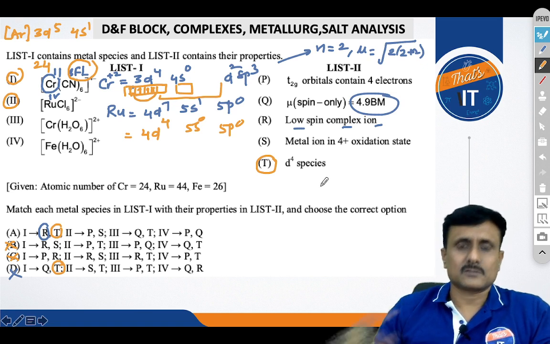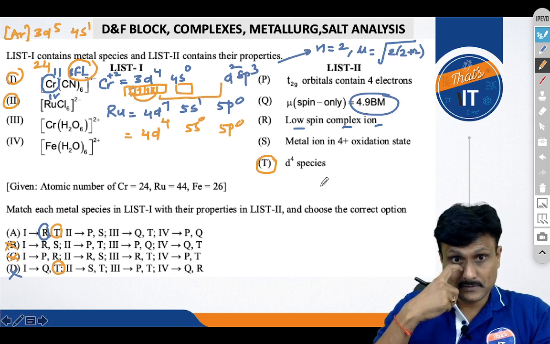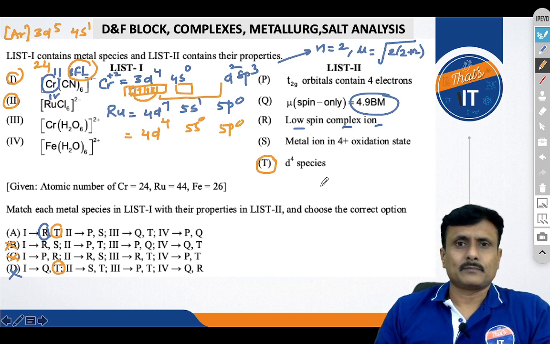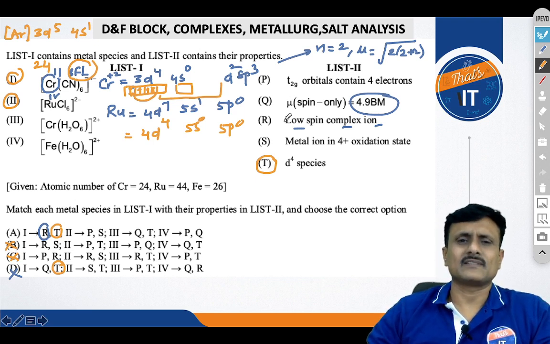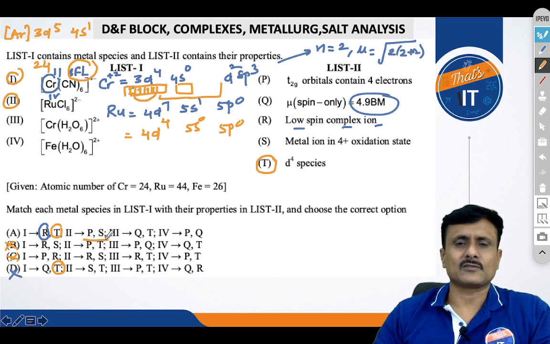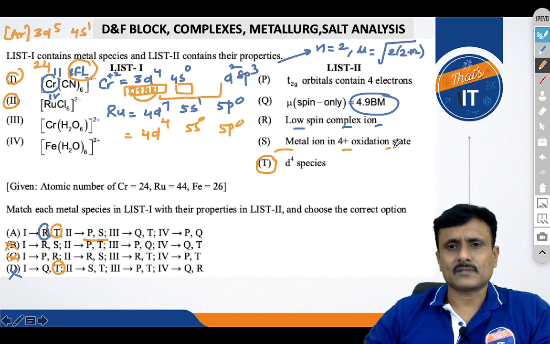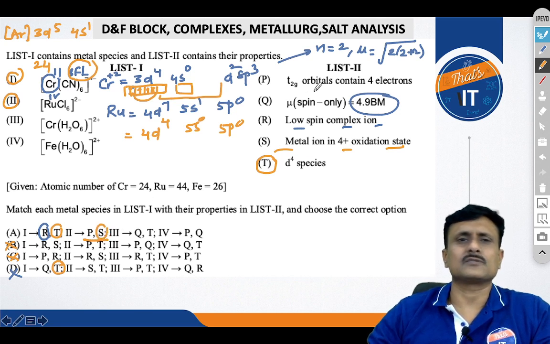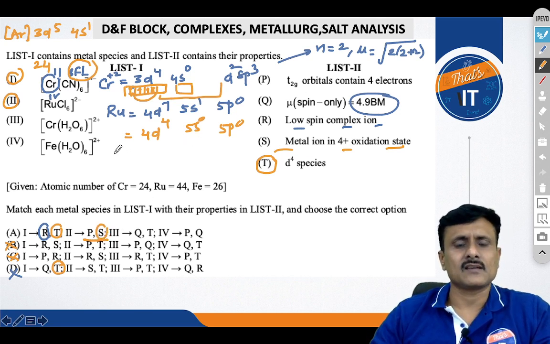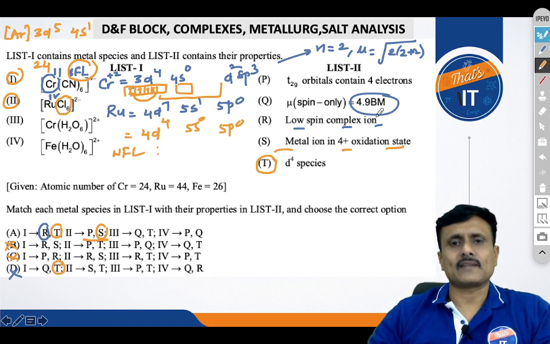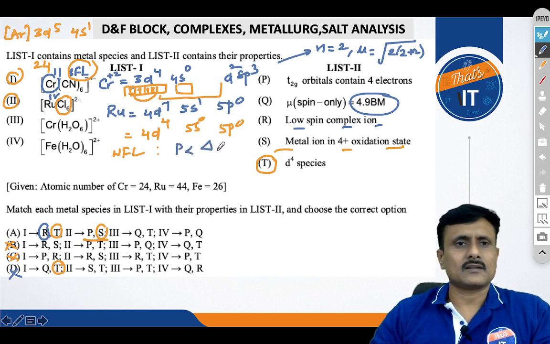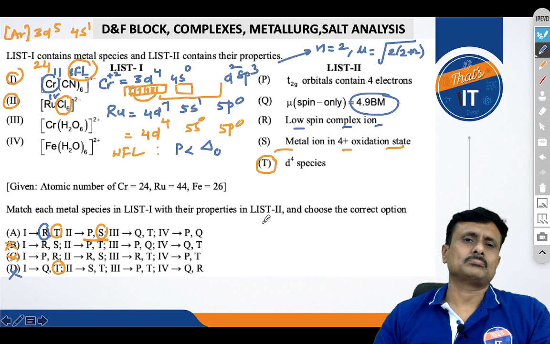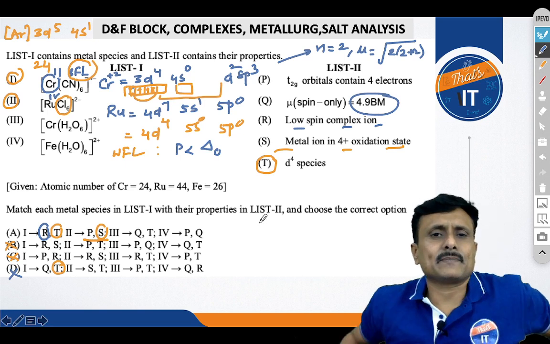Ruthenium 2 is matching to what? Is it d4? P and S, no? So you can see, we will check anyways, we got the answer, so don't worry. Metal ion is in +4 oxidation state. You can see this is matching with S, and let's check the t2g orbital arrangement. You can see that there is a weak field ligand which is being taken over here. Therefore pairing energy is less than delta naught, isn't it? Electron doesn't get paired up.